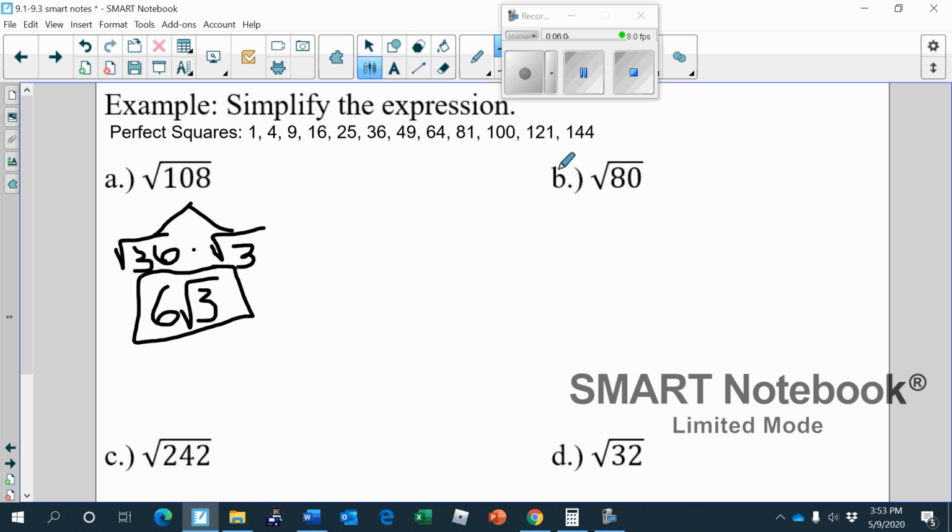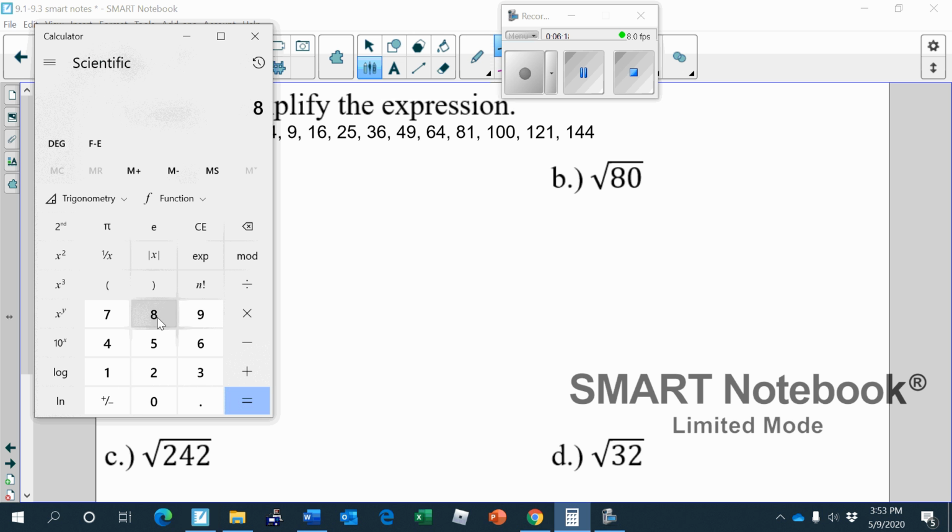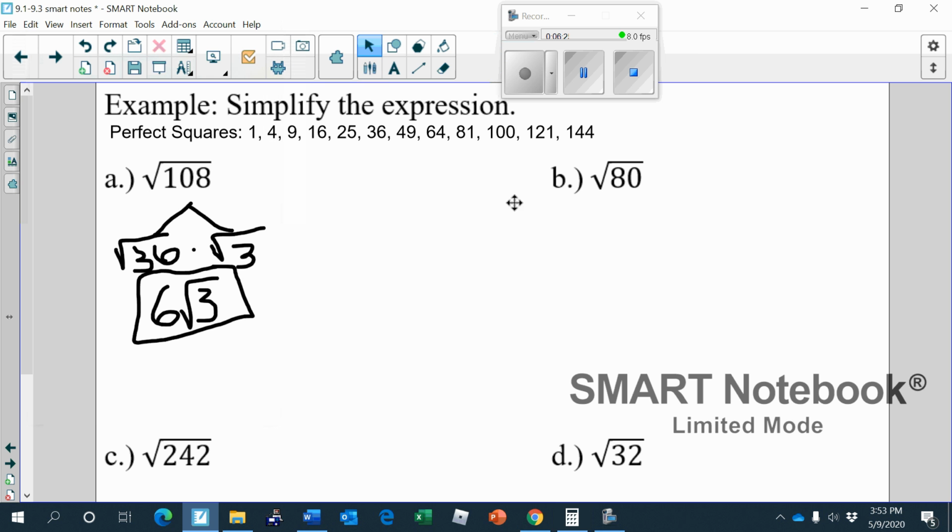All right, let's try another one. So take a look at 80. Out of these perfect squares, what divides into 80? And this one can be a little bit tricky because our first thought could be, oh, maybe 4 does. And yes, let's take a look. 80 divided by 4 is 20. Absolutely, it works. However, we're trying to get the biggest perfect square.